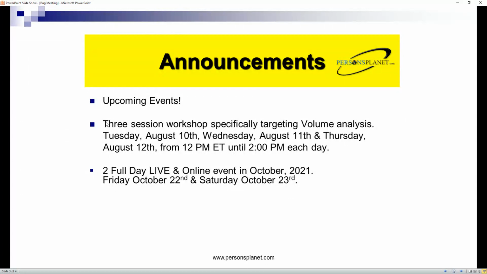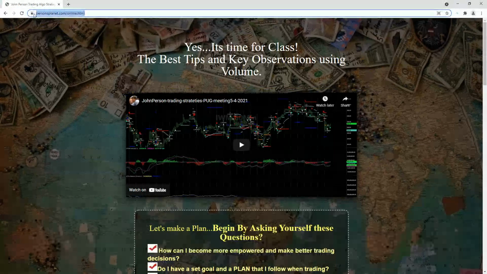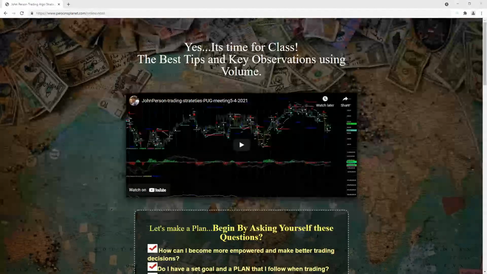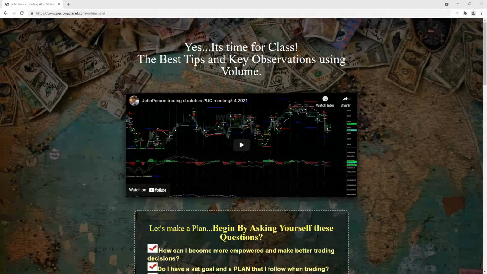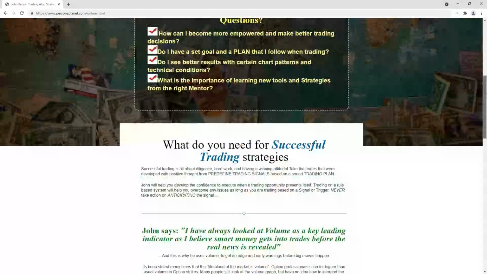We seem to be dying out midday. We gap up, we gap lower. So I felt, you know what, if we're here, let's work together. And we're going to revisit a workshop specifically targeting volume analysis. And if you're interested in that, you can go to the Person's Planet website, and I will post the link in the room. There's the link.